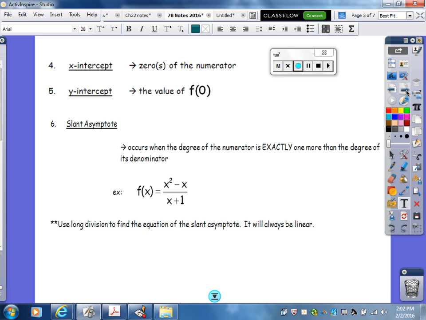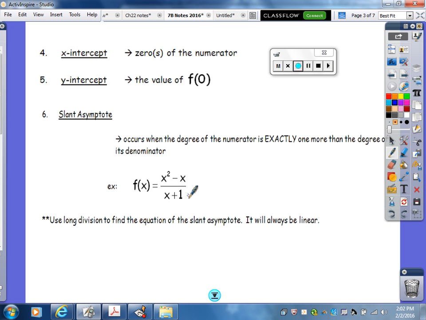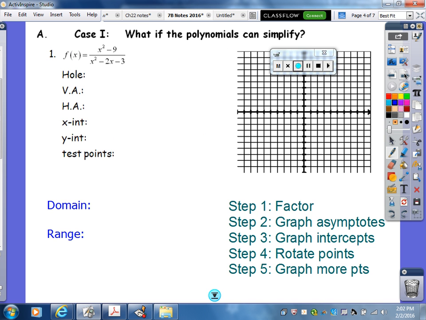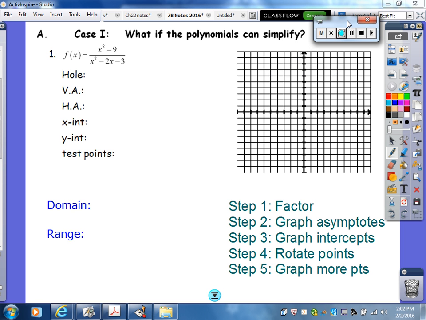So in the example here, here's a rational function. The degree of the numerator is 2, where the degree of the denominator is 1. We're going to do long division to find the equation of the slant asymptote, and it's always going to be linear. All right, so let's look at our first example. Now these are different than what you did in your 7A notes. In 7A notes, they were in general form. These are not.